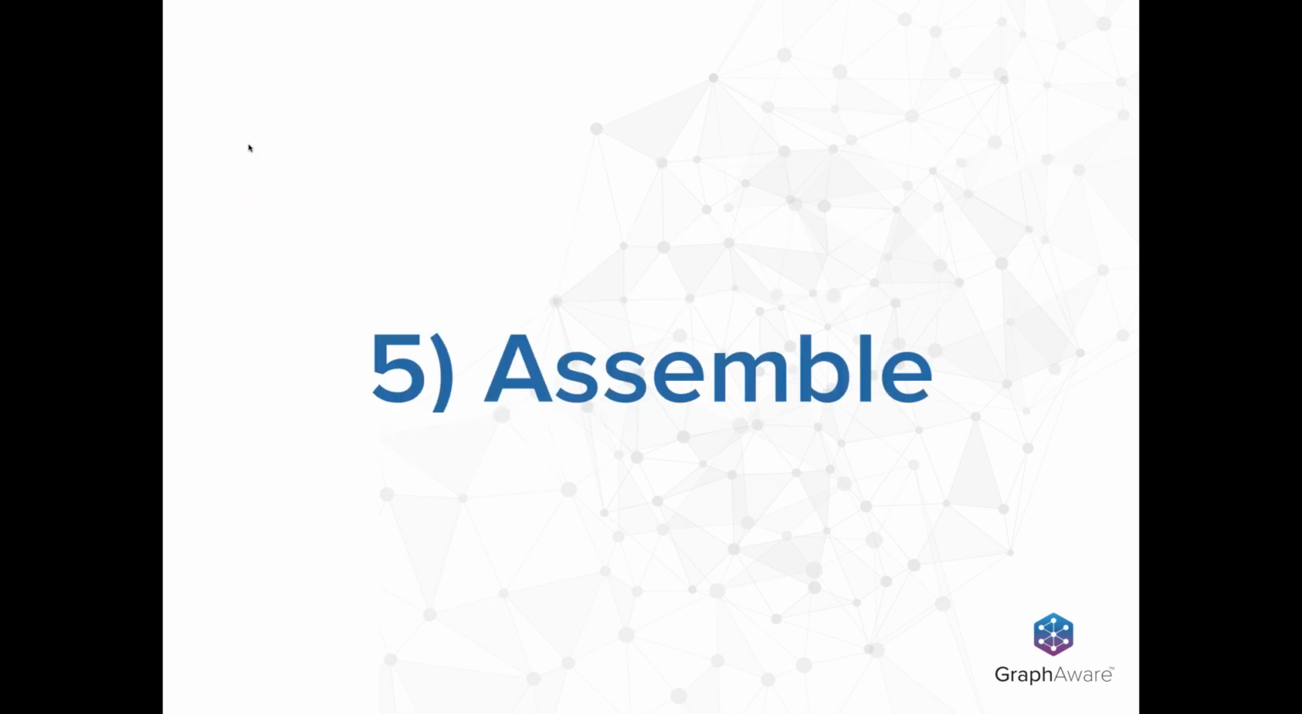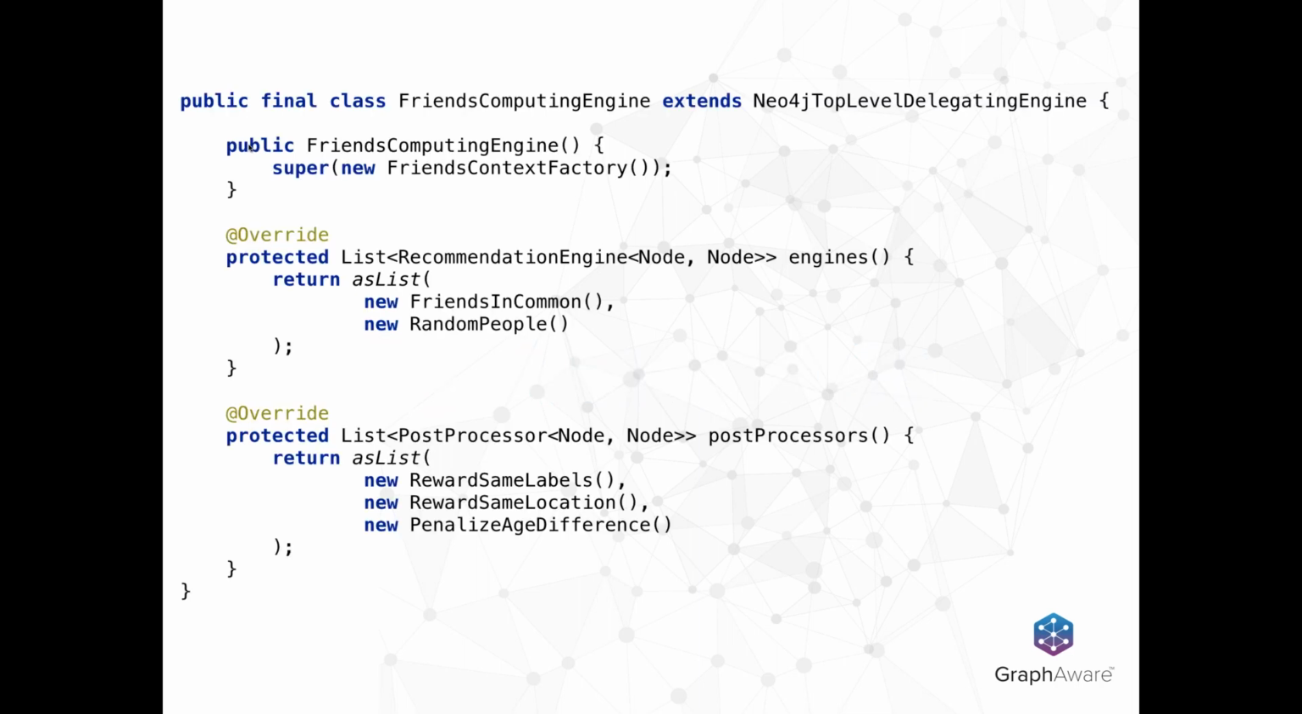Finally, or almost finally, we can assemble these pieces together to build a full-blown, ready-to-be-used recommendation engine. Extending Neo4j's top-level delegation engine, as we call it, you can just plug in the pieces we just built. Looking at the engines, there's friends in common, and then we could plug in another one called random people if we don't have enough. We plug in the post processors, rewarding same labels, rewarding same location, penalizing age difference, and all kinds of things.